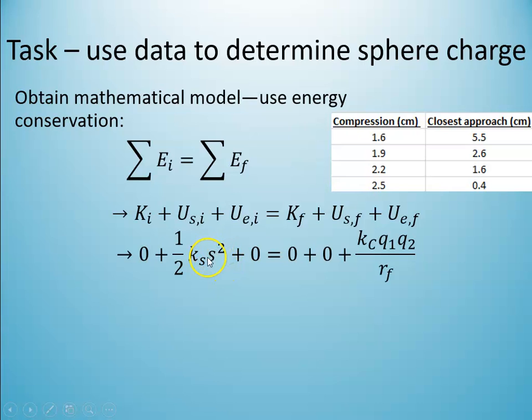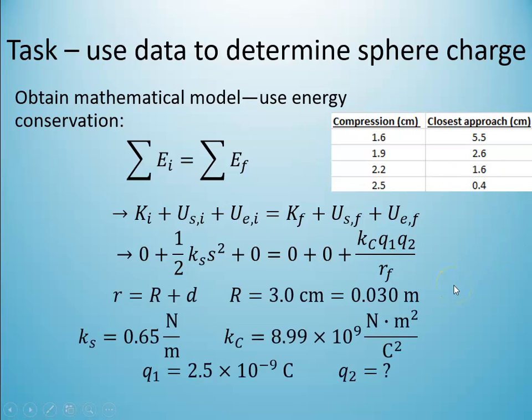And I'm calling my spring compression distance S. That's actually what is in the table here. S is directly in the table. Now, what about closest approach? Is that R? That is not R. Remember that the diameter of our Van de Graaff ball was 6 centimeters, which means that the radius of it is 3 centimeters. So this little r, that distance of closest approach, that's the distance to the center of the sphere, which is equal to the radius of the ball plus the actual distance of closest approach, d.